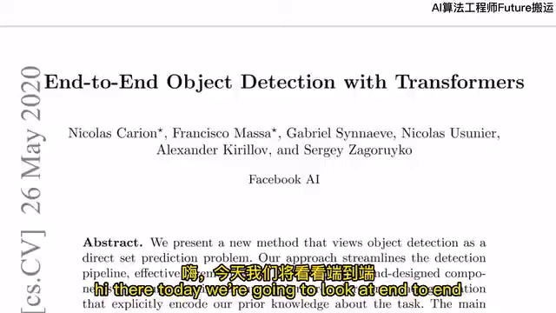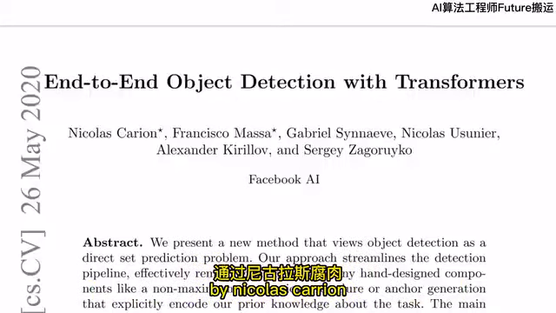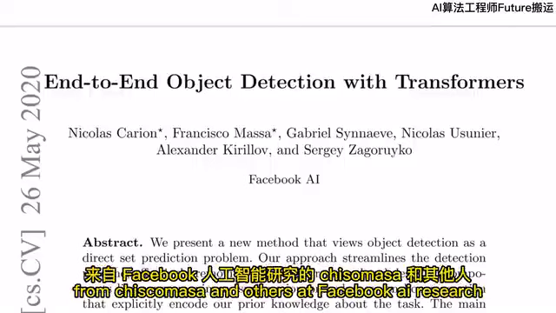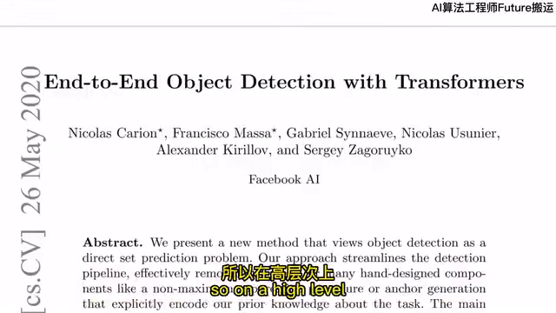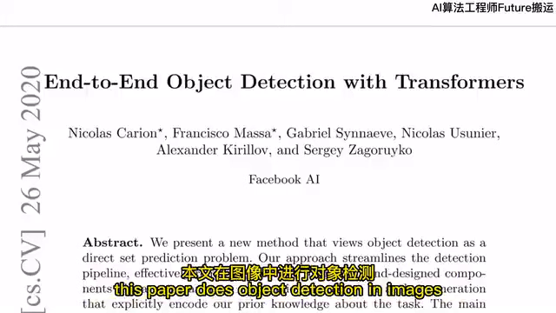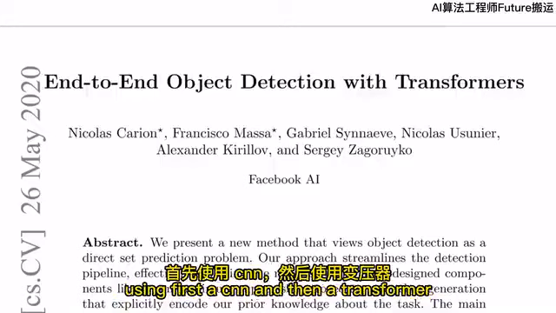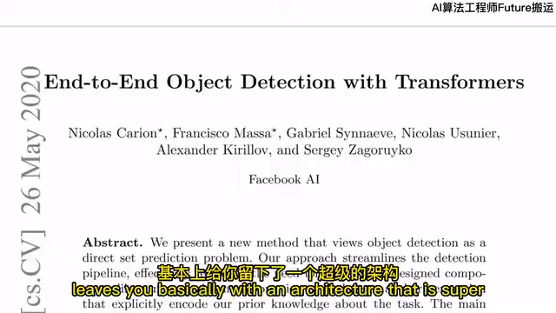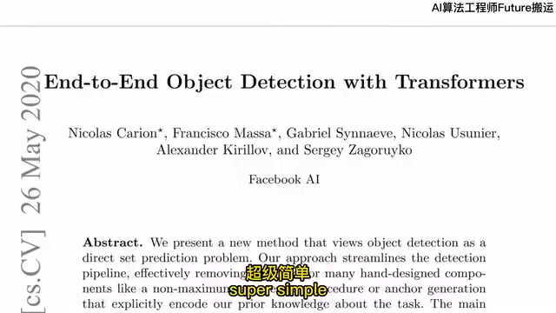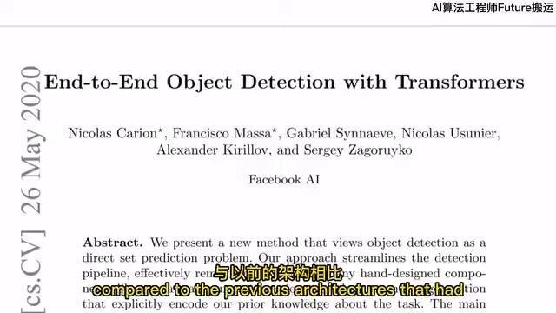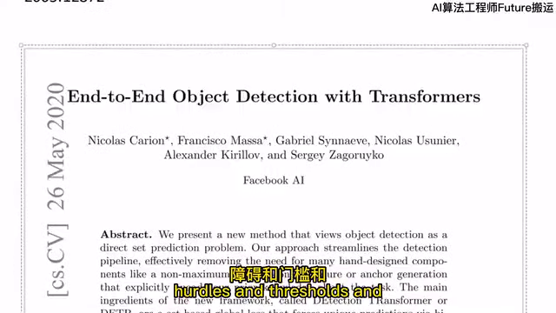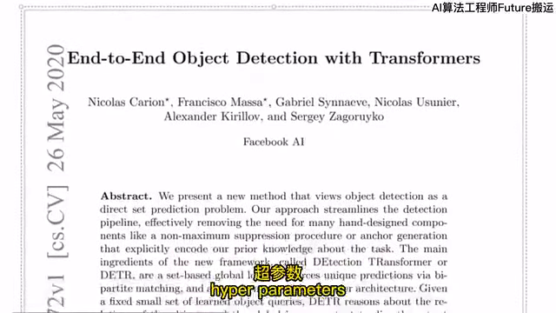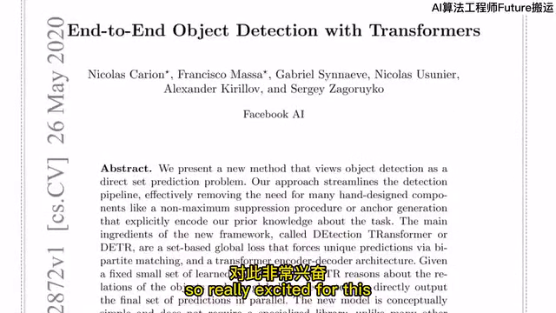Hi there. Today we're going to look at End-to-End Object Detection with Transformers by Nicolas Carion, Francisco Massa, and others at Facebook AI Research. On a high level, this paper does object detection in images using first a CNN and then a transformer to detect objects, and it does so via a bipartite matching training objective. This leaves you with an architecture that is super simple compared to the previous architectures that had all kinds of engineering hurdles and thresholds and hyperparameters. So really excited for this.